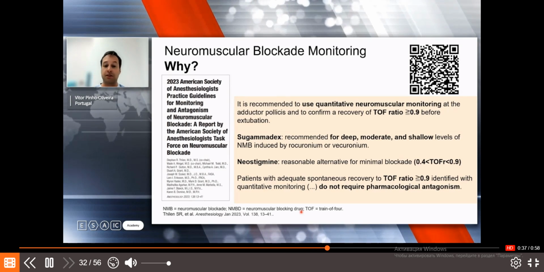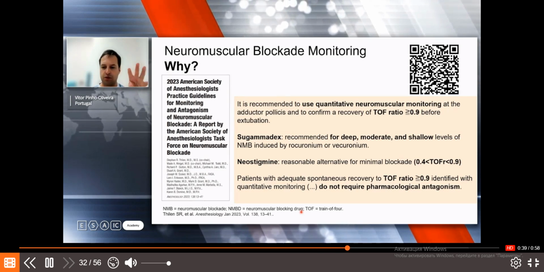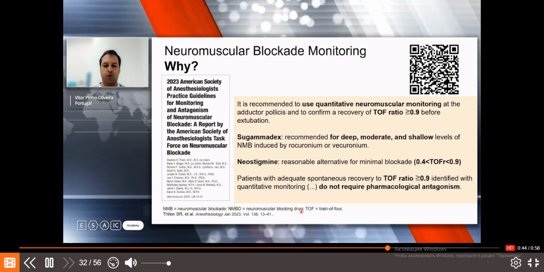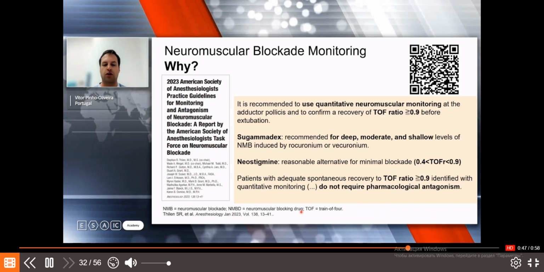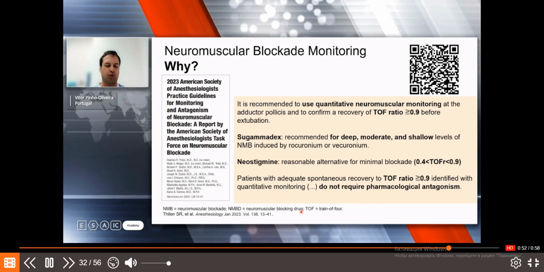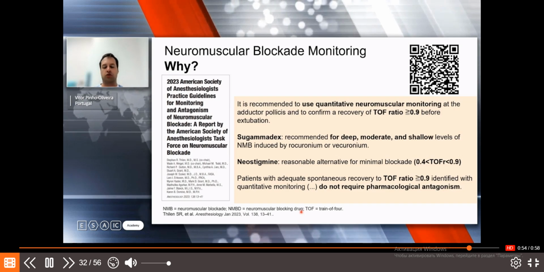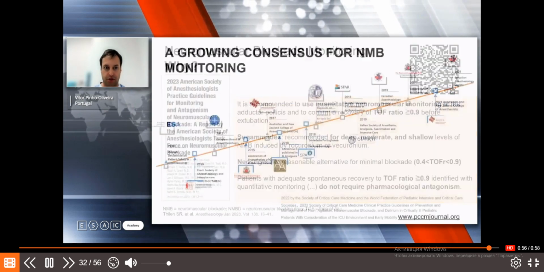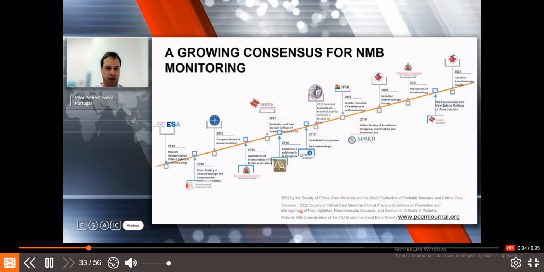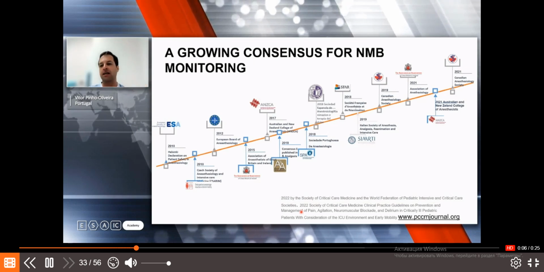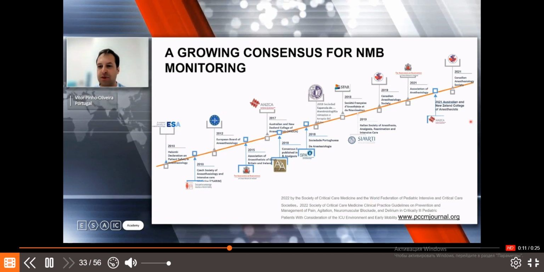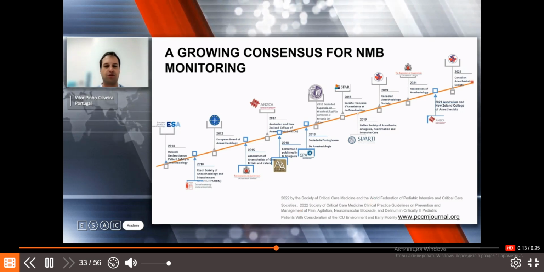Neostigmine is a reasonable alternative for a minimal blockade that is between 0.4 to 0.9 of the TOF ratio. And it also states that patients with adequate spontaneous recovery, with a TOF ratio documented to be over 0.9, identified with a quantitative monitoring, do not require pharmacological antagonism. So this growing consensus for monitoring started in 2010, and it's most updated now with the new ASA guidelines 2023.